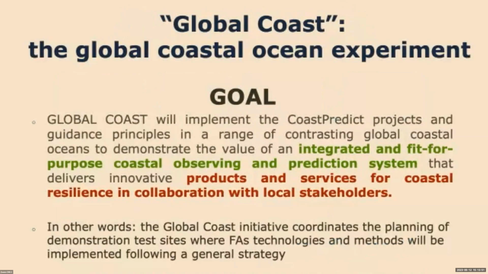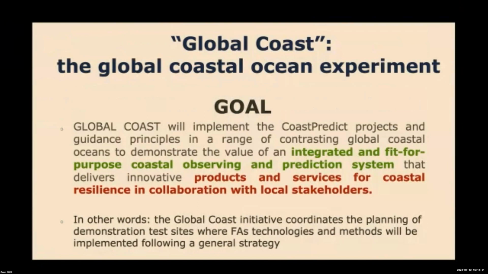So then we came after the General Assembly to a final statement. We already discussed the General Assembly of CoastPredict, the goal. The Global Coast will implement the CoastPredict projects and guidance principles in a range of contrasting global coastal oceans to demonstrate the value of integrated observations and models and fit for purpose coastal observing and prediction systems that deliver products and services for coastal resilience in collaboration with local stakeholders. Okay, so this is our goal, and we have to demonstrate that we can do it.